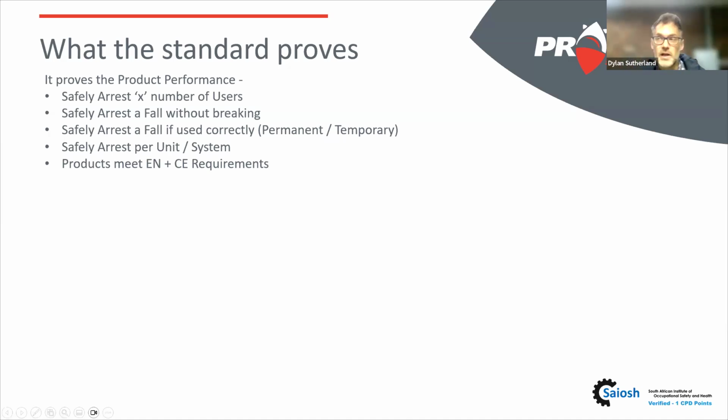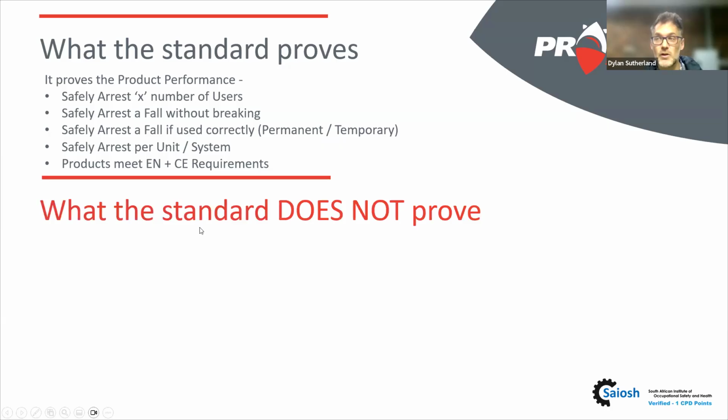And the final thing that the standard will prove is that you can put an EN standard on it, as well as a CE certification, saying that because this is category 3 safety PPE, it's been tested and quality assured to make sure that it will work in the event of a fall, as long as it adheres to this. Which is why it's quite important for us to understand also what the standard does not prove, because adhering to this is just the first step.